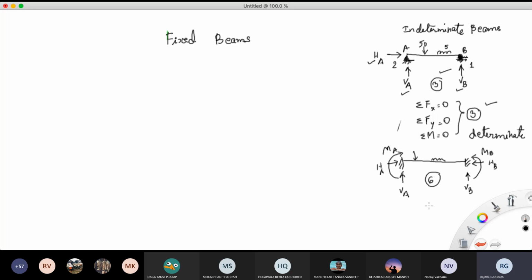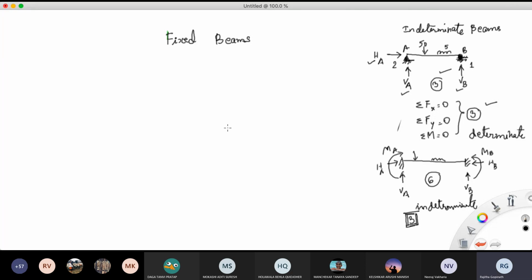So this is not a determinate beam. This is called an indeterminate beam. Now, if I say this is an indeterminate beam, then the degree of indeterminacy is 3, because here there are 3 extra unknowns. So the degree of indeterminacy is said to be 3.